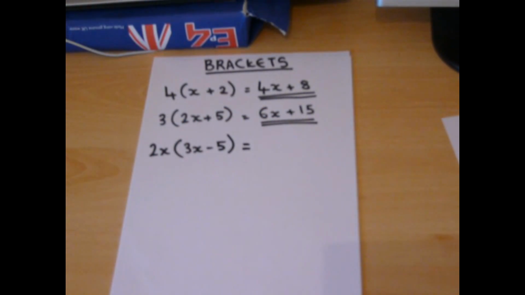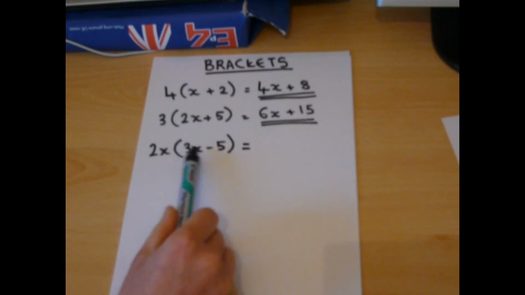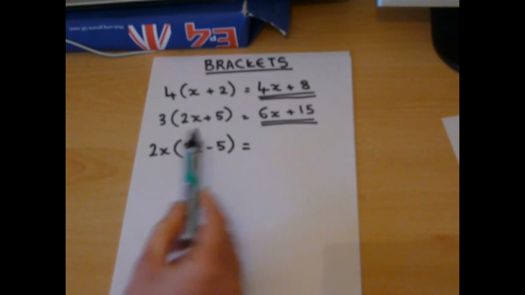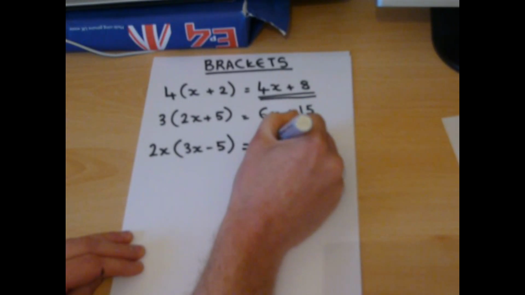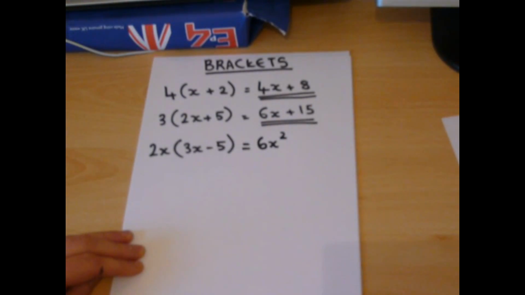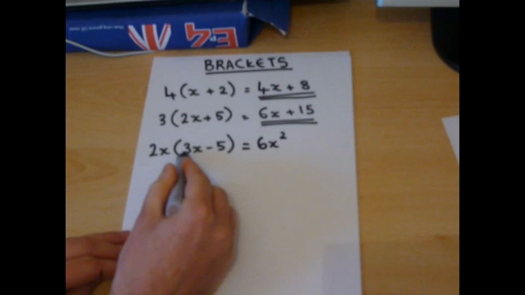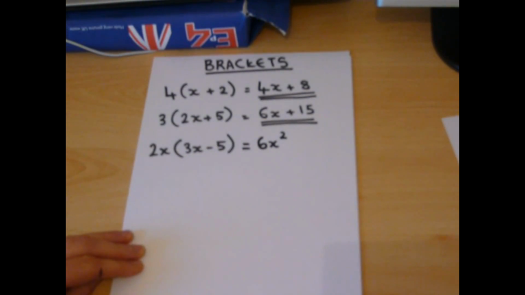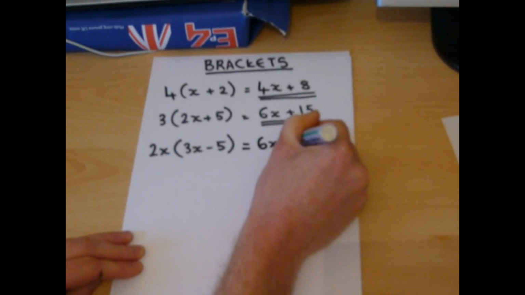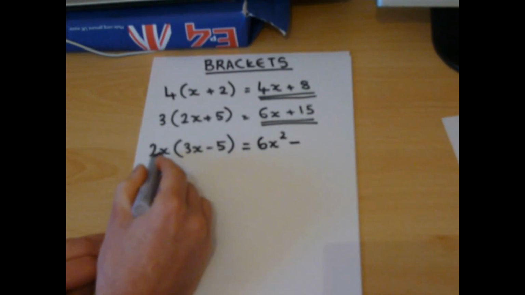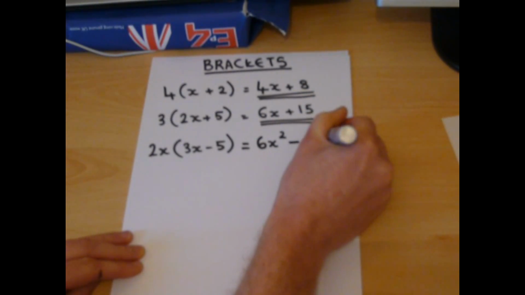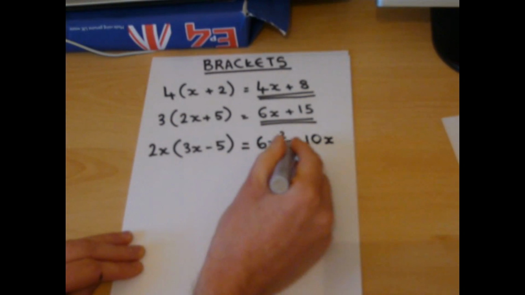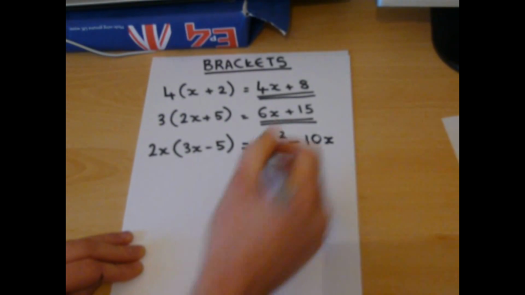This one looks a bit trickier, but it can be done in a similar way. We have a 2x times a 3x. Now 2 times 3 is 6, and x times x is x squared. So 2x times 3x is 6x squared. We now have a minus, and 2x times 5, which is 5 lots of 2x, is 10x, with the minus sign due to the subtraction within the bracket.